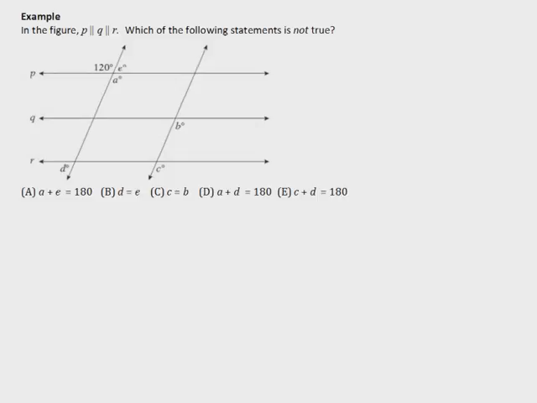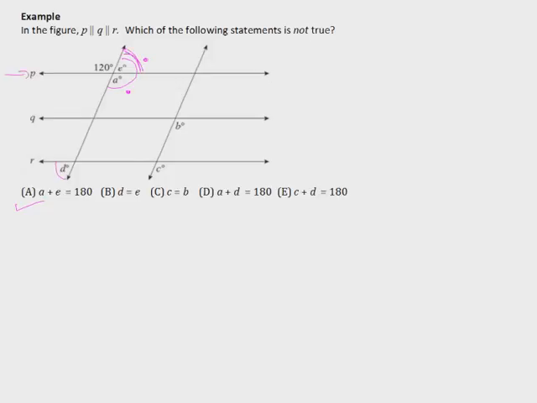In the figure, P parallel to Q parallel to R, which of the following statements is not true? A plus E equal to 180. A plus E is clearly equal to 180 because they form a straight angle. A plus E form a straight line. True. D equal to E. So D is here, E is here.